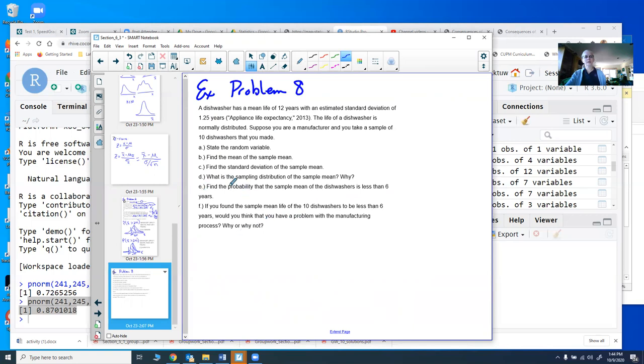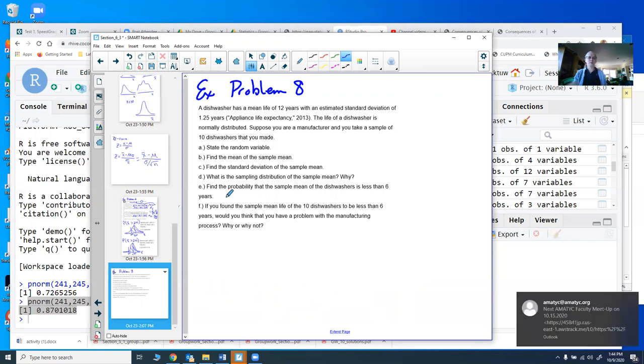Well, it turns out this probability is really, really small. So in other words, not too many of the dishwashers should only last less than 6 years. So if I found a sample mean less than 6 years, then I might think that there's a problem. Because remember, the sample mean is the center, it's what you expect. So we'd expect a lot of these dishwashers to last beyond 6 years, so that shouldn't happen. That would make me think there's something wrong with the manufacturing process. And that's sampling distribution.